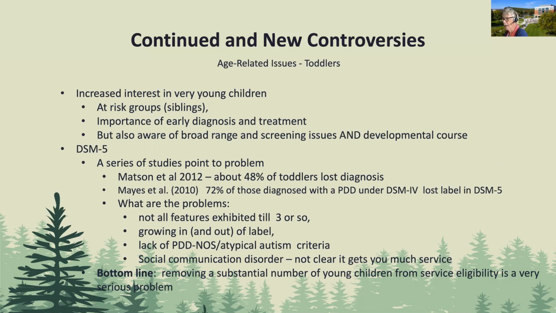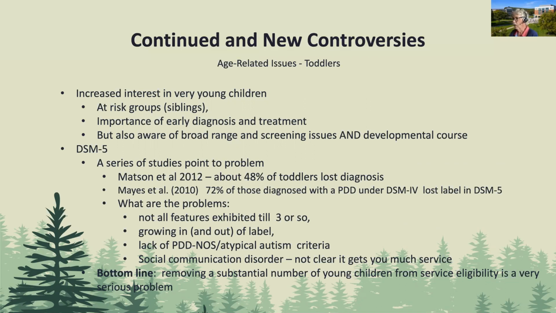The lack of the atypical criteria category is a problem because we used to be able to say, well, at the moment, this is PDD-NOS or atypical autism. We'll have to see how the child develops over time. Some children moved into autism. Some children stayed where they were. Some children moved off the spectrum. Sadly, that was the less common, but you did see it.